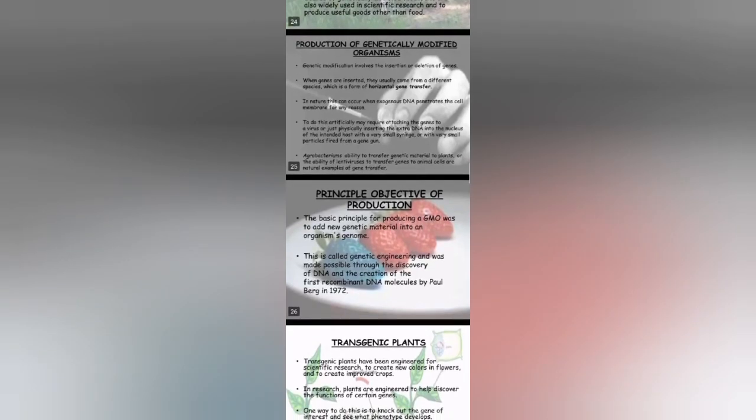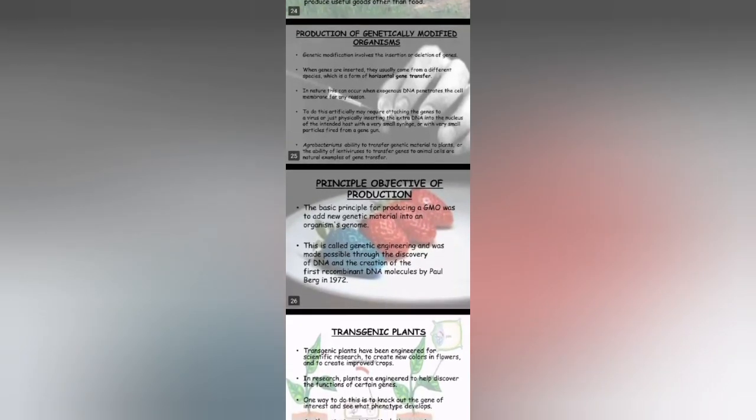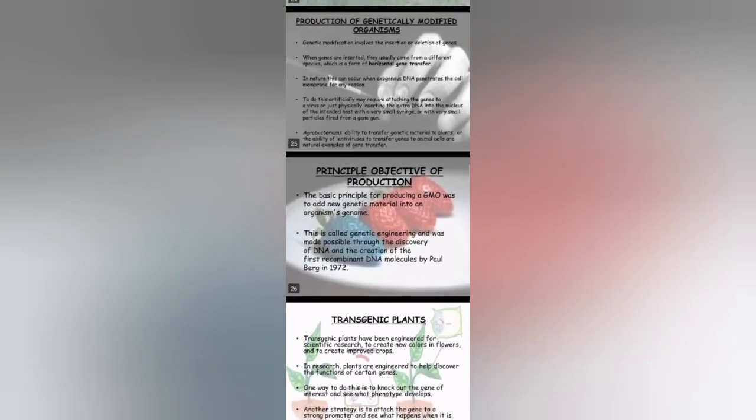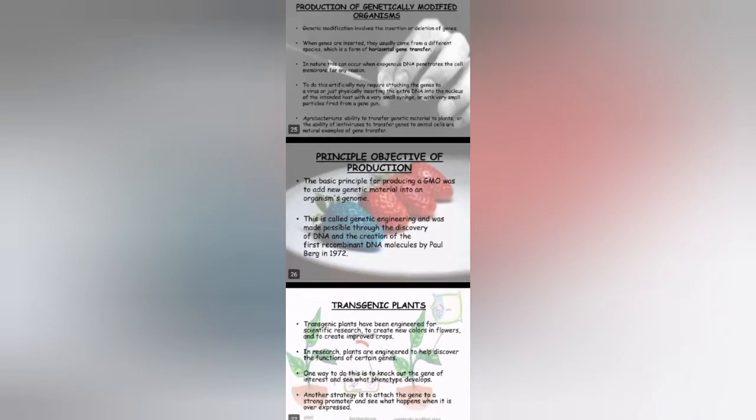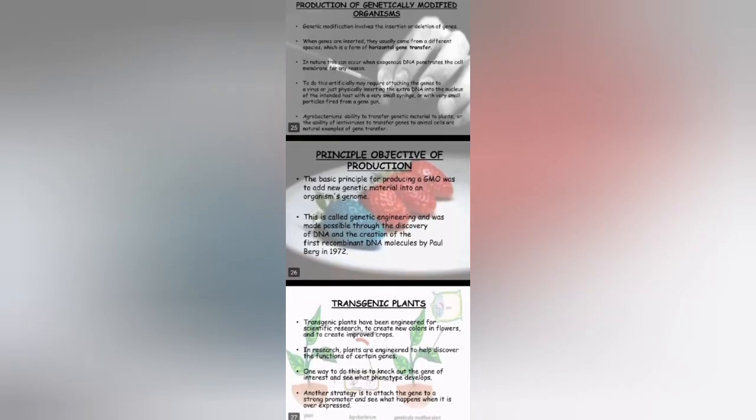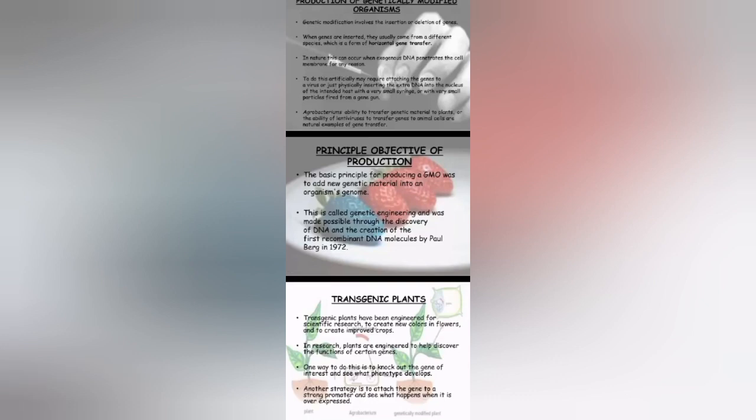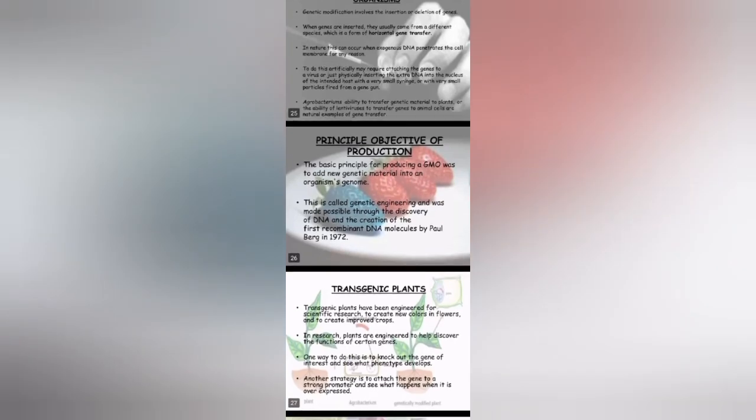To do this artificially may require attaching the genes to a virus or just physically inserting the extra DNA into the nucleus of the intended host with a very small syringe or with very small particles fired from a gene gun. Agrobacterium's ability to transfer genetic material to plants, or the ability of lentiviruses to transfer genes to animal cells, are natural examples of gene transfer.